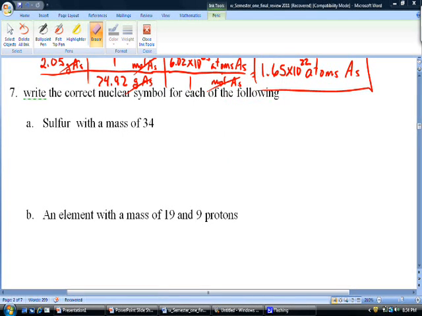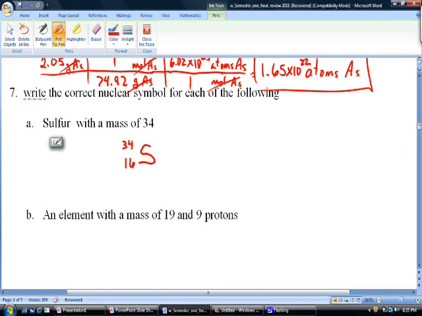Well, looking here at number 7, it looks like we have this kind of problem once again. I'm not sure why this is on here twice, but it looks like you get some more practice with this. So remember, we write the symbol, and we write the atomic number from the periodic table, and the mass goes up here.